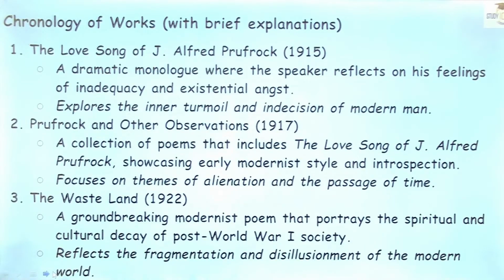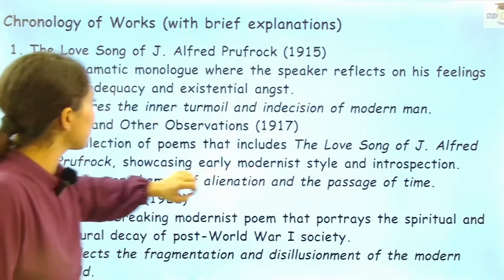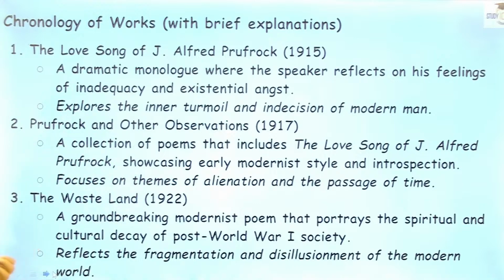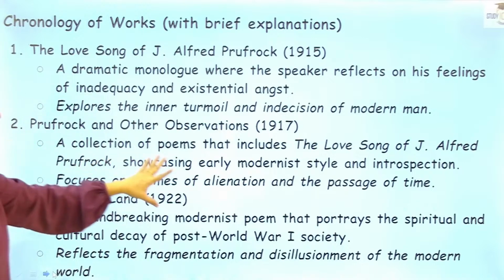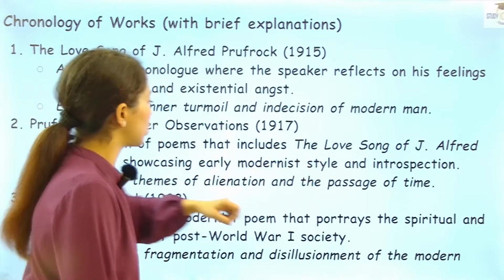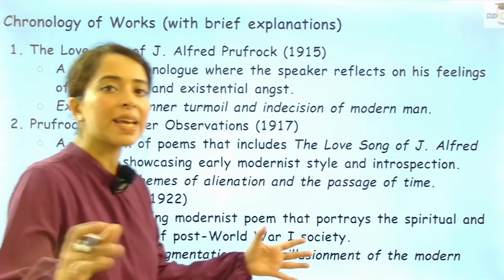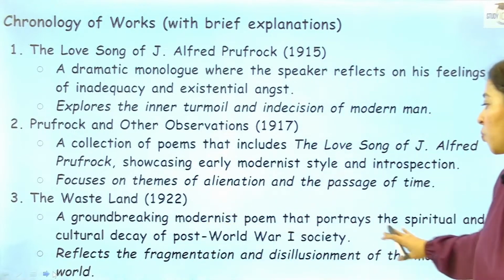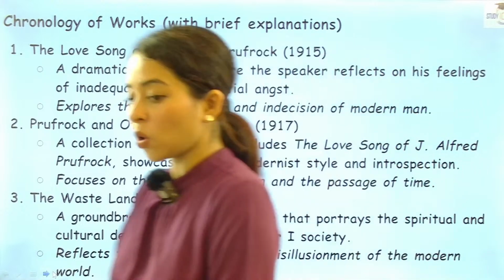Chronology of works with brief explanations. The Love Song of J. Alfred Prufrock, 1915 में आया है. It's a dramatic monologue where the speaker reflects on his feelings of inadequacy and existential angst. Prufrock and Other Observations, 1917 में. It's a collection of poems that includes The Love Song of J. Alfred Prufrock. The Wasteland आया है 1922 में. Modernist era का सबसे important poem था. It's a groundbreaking modernist poem that portrays the spiritual and cultural decay after World War I.